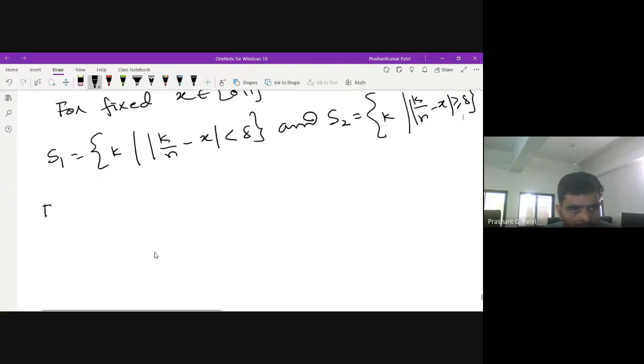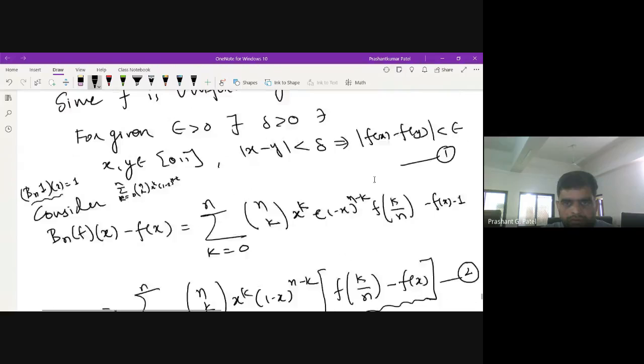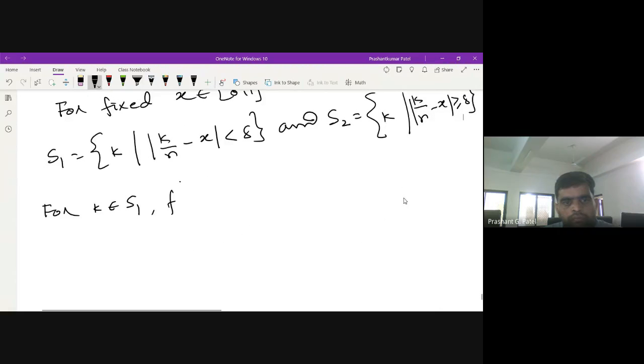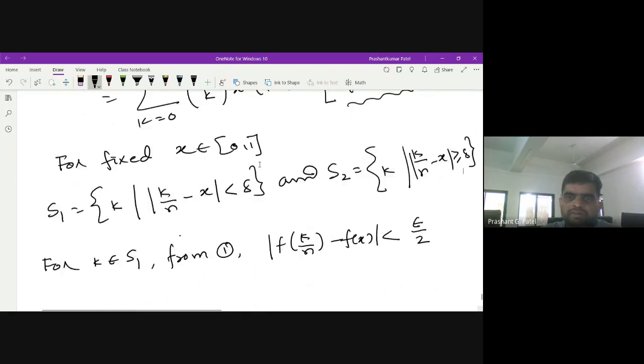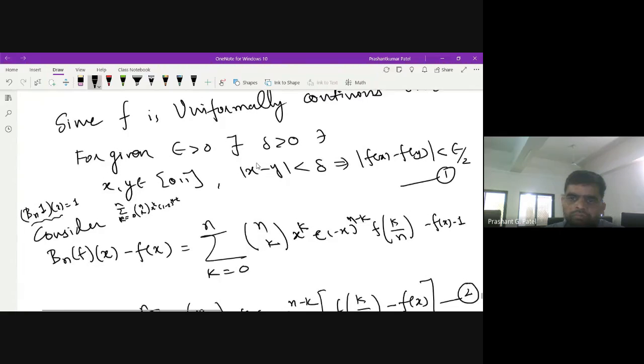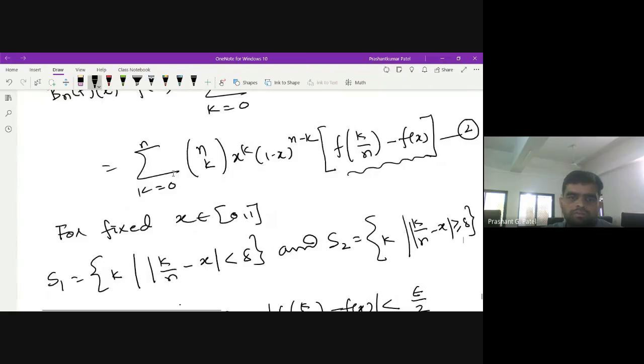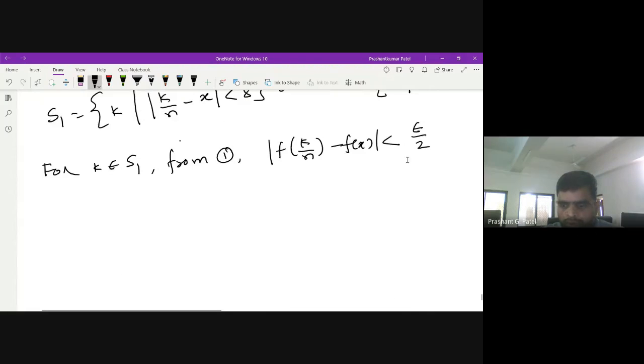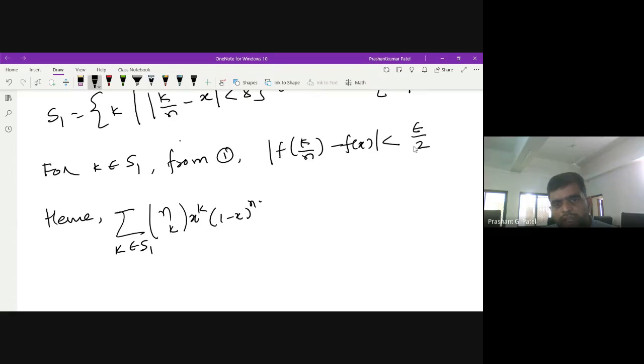So now for those k which are in S1, due to statement 1 we can say that |f(k/n) − f(x)| is less than ε/2. I'm adjusting this to ε/2 because this summation is divided into two parts, k belonging to S1 plus k belonging to S2. So for S1 we have this. Hence the summation over S1 of nCk x^k (1 − x)^(n−k) (f(k/n) − f(x)).